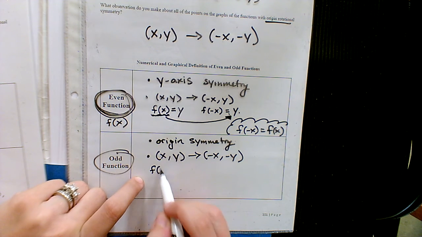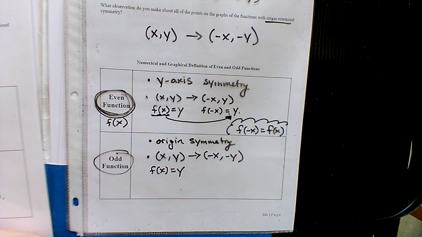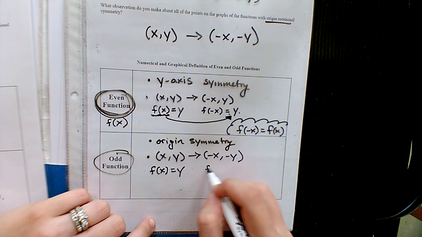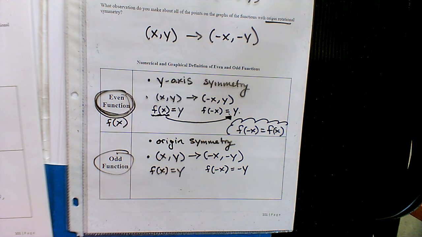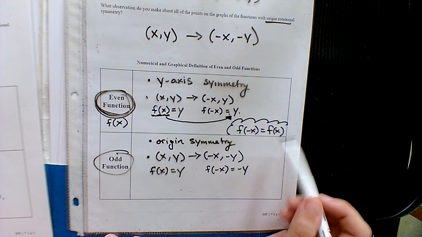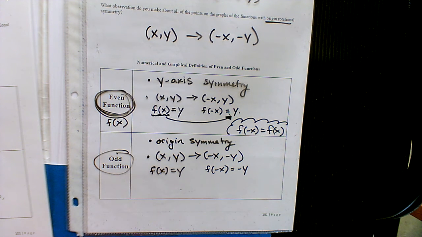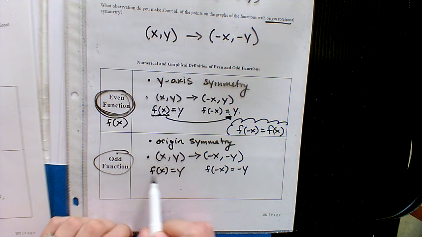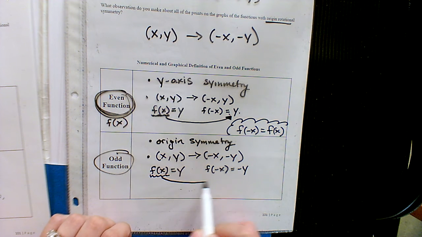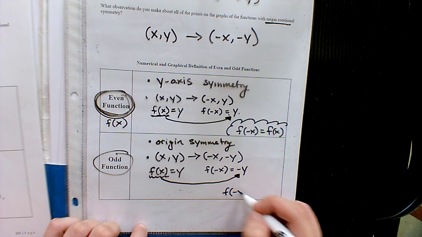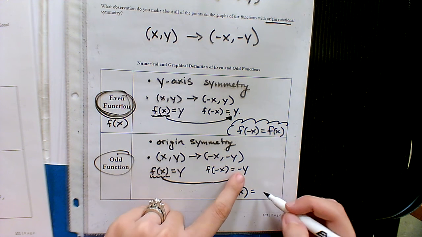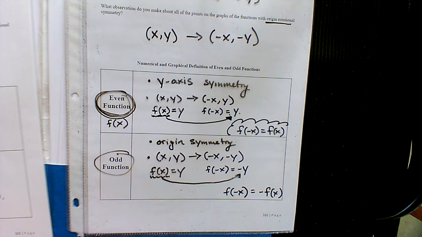So for the first ordered pair, we plug in x, we get out y. For the other point, we plug in negative x, we get out negative y. We can merge the two together to write one equation. So if y equals f of x, we can plug that into this y, into the other value. So f of negative x would equal negative f of x if we make that substitution.